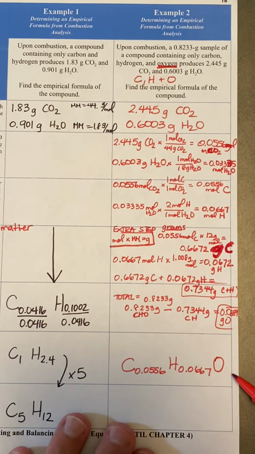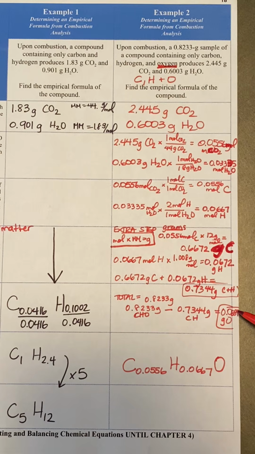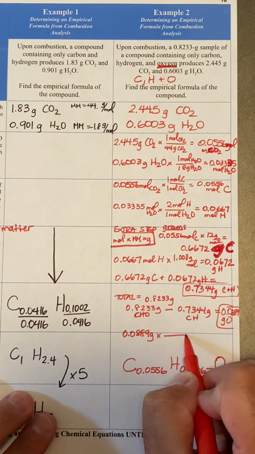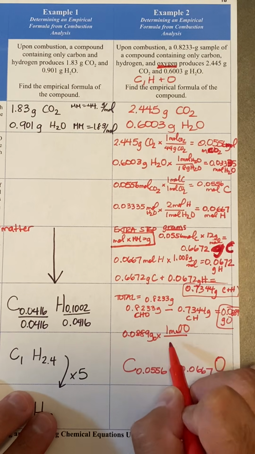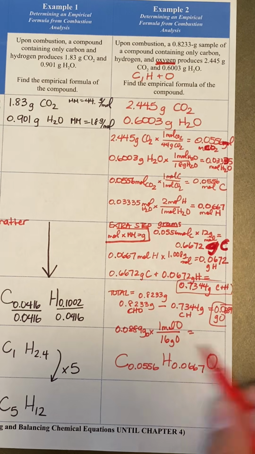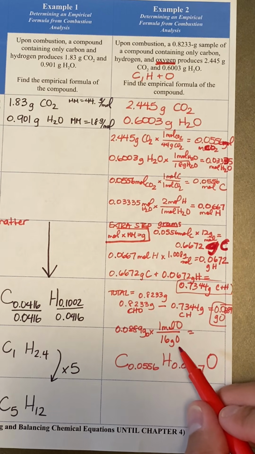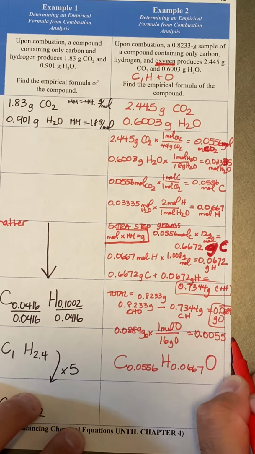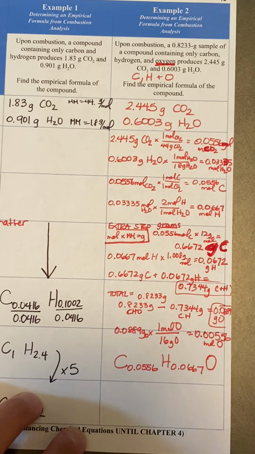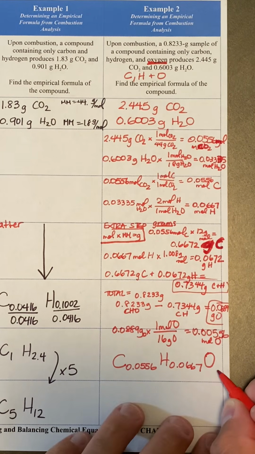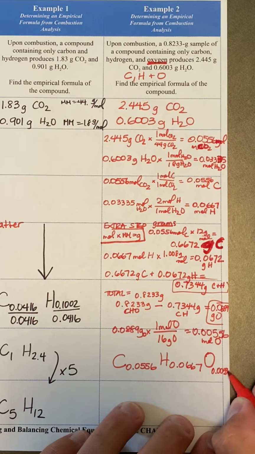I also got to figure out how many moles of oxygen I have. Well, I know how many grams I have. My grams of oxygen is 0.0889. So now all I got to do is 0.0889 grams times 1 mole of oxygen for every 16 grams of oxygen, 0.0889 times 1 divided by 16, and I get 0.00556 moles of oxygen. So I'll put that right there. I have 2 zeros there now. All right. I'm going to put 0.00556 there.